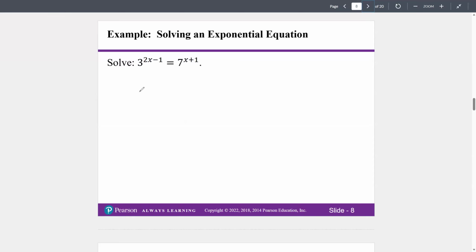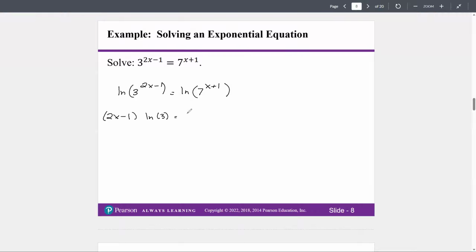So here we have 3 to the 2x minus 1, and then we have 7 to the x plus 1. So we're doing the same thing. We're going to do a natural log of both sides. Now remember that natural log pulls the exponent out, so this is just 2x minus 1 times natural log of 3, and then we're going to have x plus 1 times the natural log of 7.